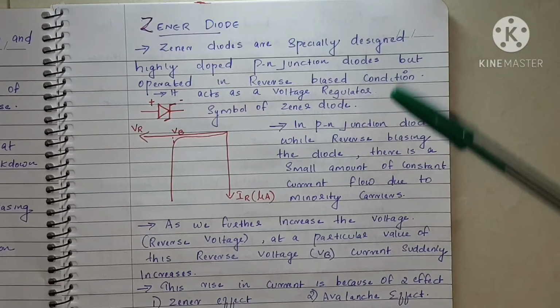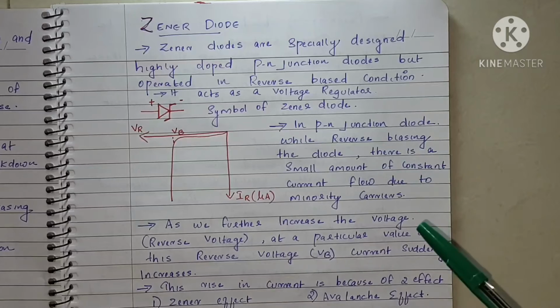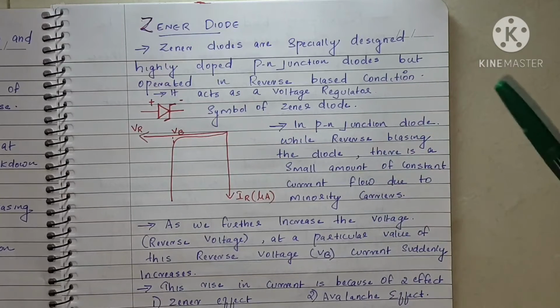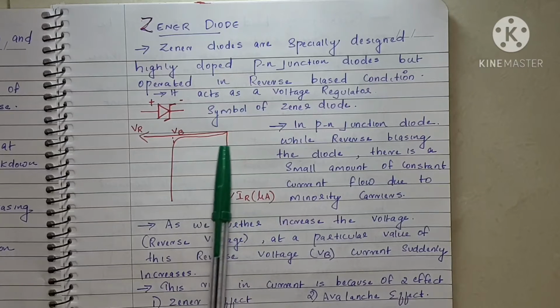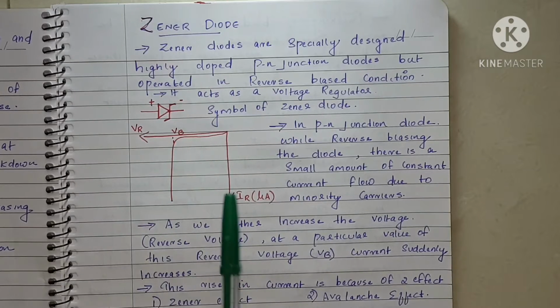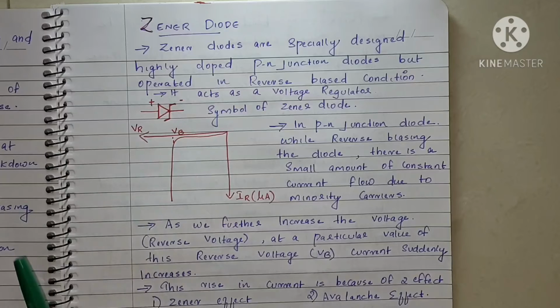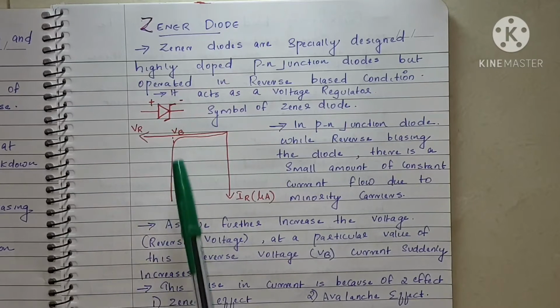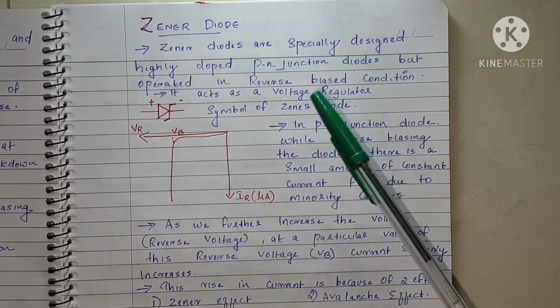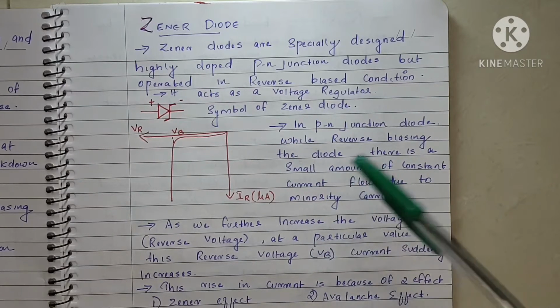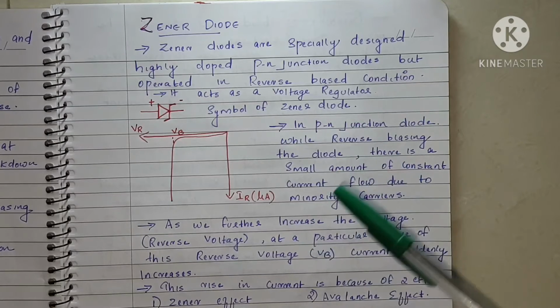So this Zener diode acts like a PN junction diode when it is forward biased. But when the PN junction diode is reverse biased, there will be a constant small amount of current flow due to minority carriers, and when it reaches a particular value of voltage, which is known as breakdown voltage, current will suddenly increase, which results in the damage of the diode. In order to overcome this disadvantage of the PN junction diode, we are using the Zener diode.